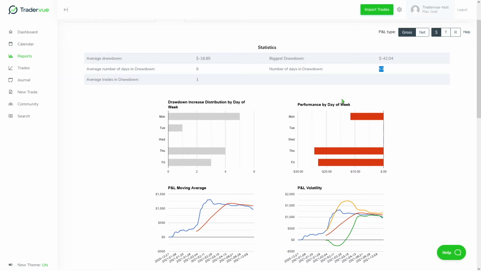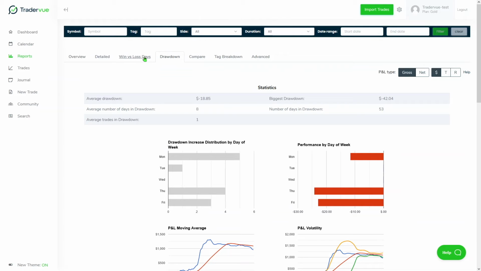Another thing we can take a look at is performance by day of the week. This chart is telling us that Thursday is when the drawdown increased the most. So maybe this trader has something going on specifically on Thursdays that doesn't allow him or her to trade in the zone, so to speak. One thing the trader could do, for example, is avoid trading on Thursdays. However, it's a case by case and very personal thing to look at. Tradervue basically helps us identify the things in which we need to improve and what we need to do more of.